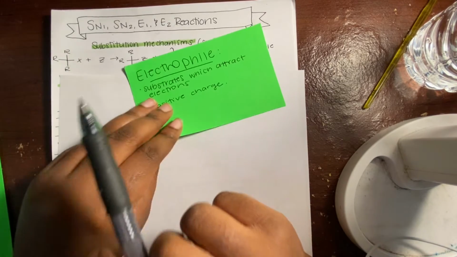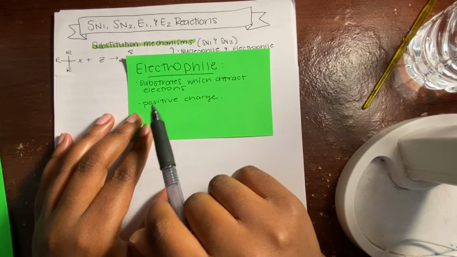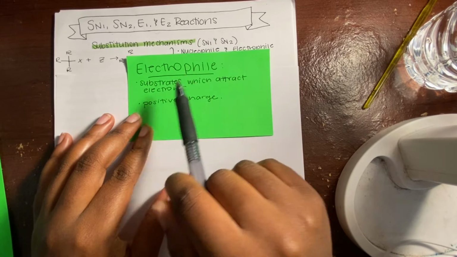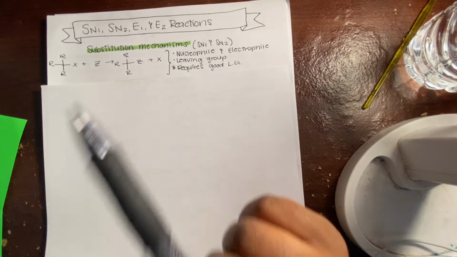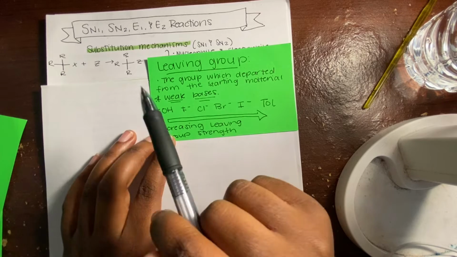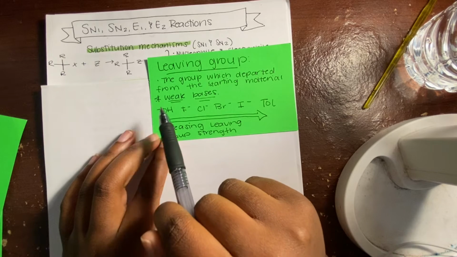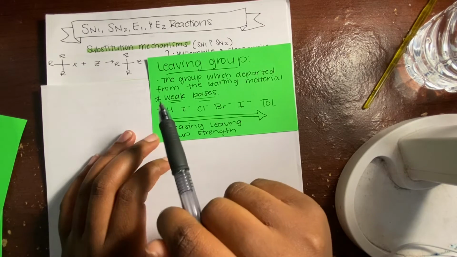An electrophile is basically the opposite. These are going to be our positively charged substances that are attracted to our negative electrons. And as for our leaving group, this is going to be our group that departs from the starting material, so the group that leaves. And good leaving groups are weak bases. So the weaker the base, the better the leaving group.